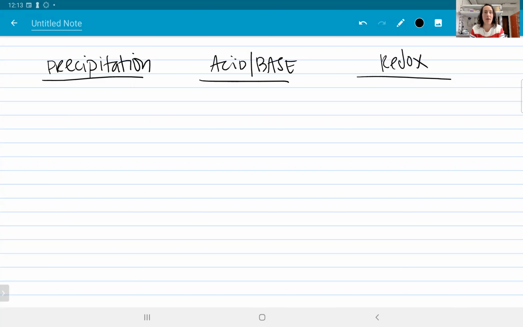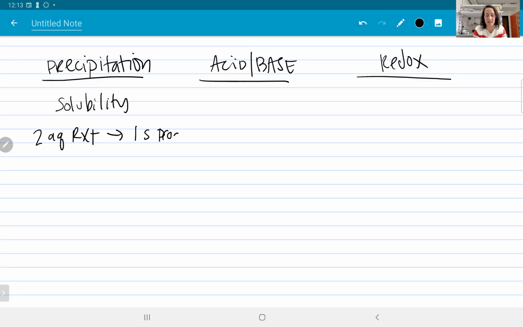So precipitation reactions are going to be reactions where you take two aqueous compounds, two aqueous reactants, mix them together and form a solid. These have everything to do with solubility. Again, you'll take two aqueous reactants, and you're going to form at least one solid product. So two aqueous reactants and one solid product.